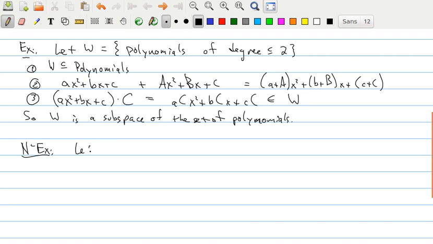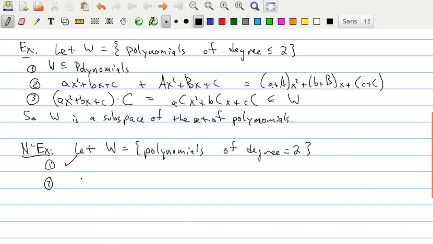So let's take almost the same exact example. Let's take W to be the set of polynomials of degree exactly 2. So first up, is W a subset of the set of polynomials? And yes, it is. Every polynomial of degree 2 is a polynomial, so that checks out. So if we take two polynomials of degree 2 and we add them together, do we get another polynomial of degree 2? This is not necessarily the case.